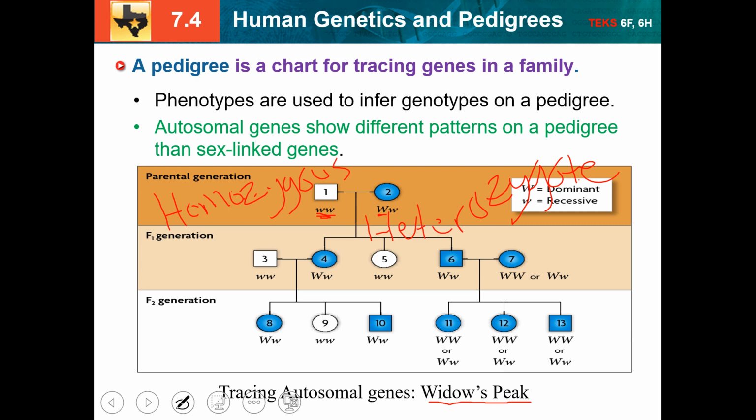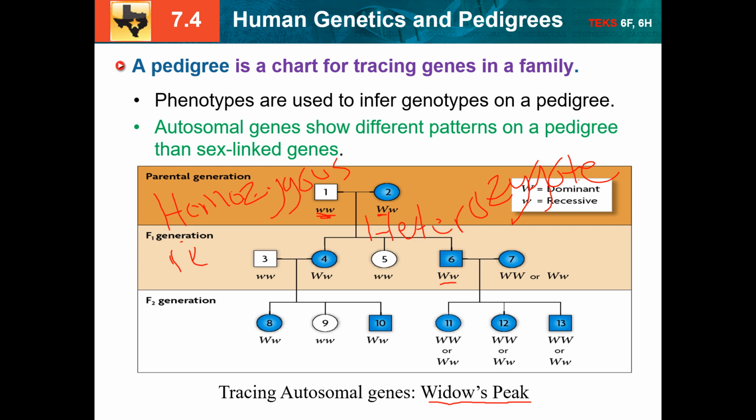Homozygous, homo meaning same, and then recessive, referring to the lowercase letter. Okay, so going to their offspring, you see this male here shaded in, so that means they have the trait widow's peak. This female right here doesn't, and this female does.